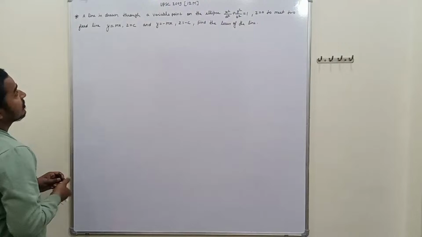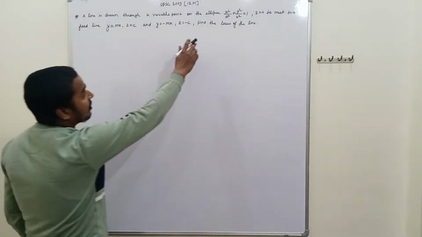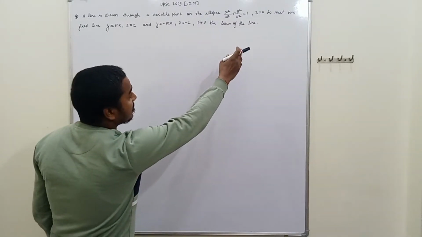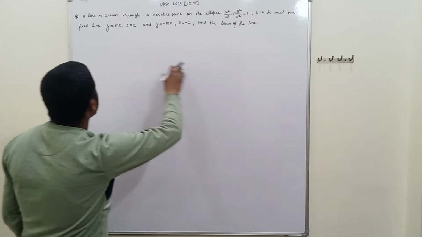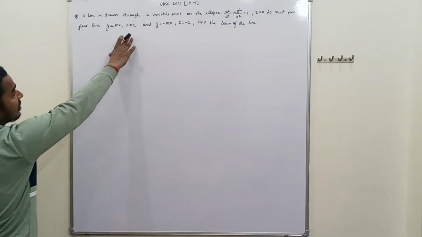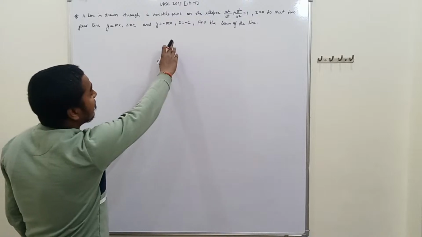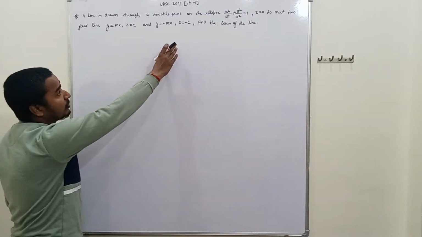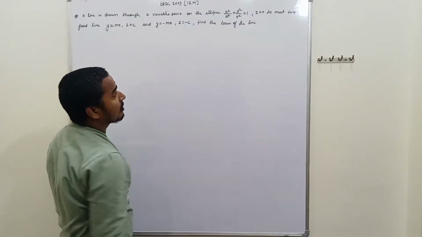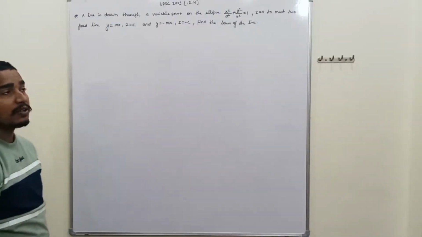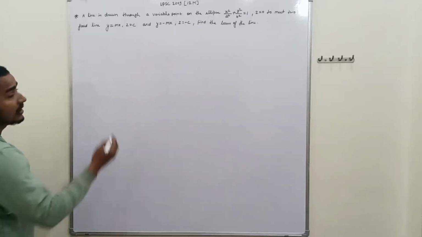Here in the question, a line is drawn through a variable point on the ellipse and z is equal to 0 to meet two fixed lines y is equal to mx and z is equal to c, and y is equal to minus mx and z is equal to minus c. Find the locus of the line. The question is based on straight lines in 3D. Let's solve the problem.